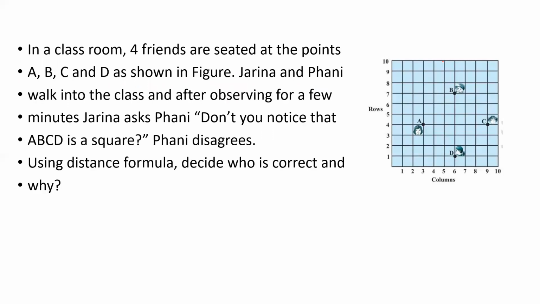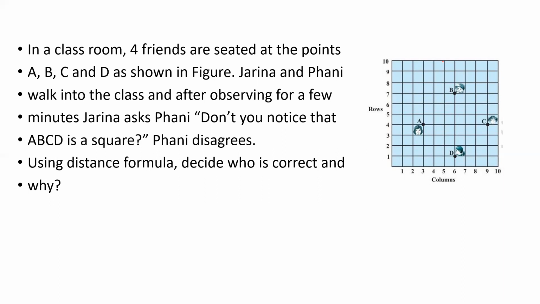In a classroom, 4 friends are seated at the points A, B, C, and D, as shown in this figure. Zarina and Funny walk into the class, and after observing for a few minutes, Zarina asks Funny, "Don't you notice that ABCD is a square?" Funny disagrees. Using distance formula, decide who is correct and why.